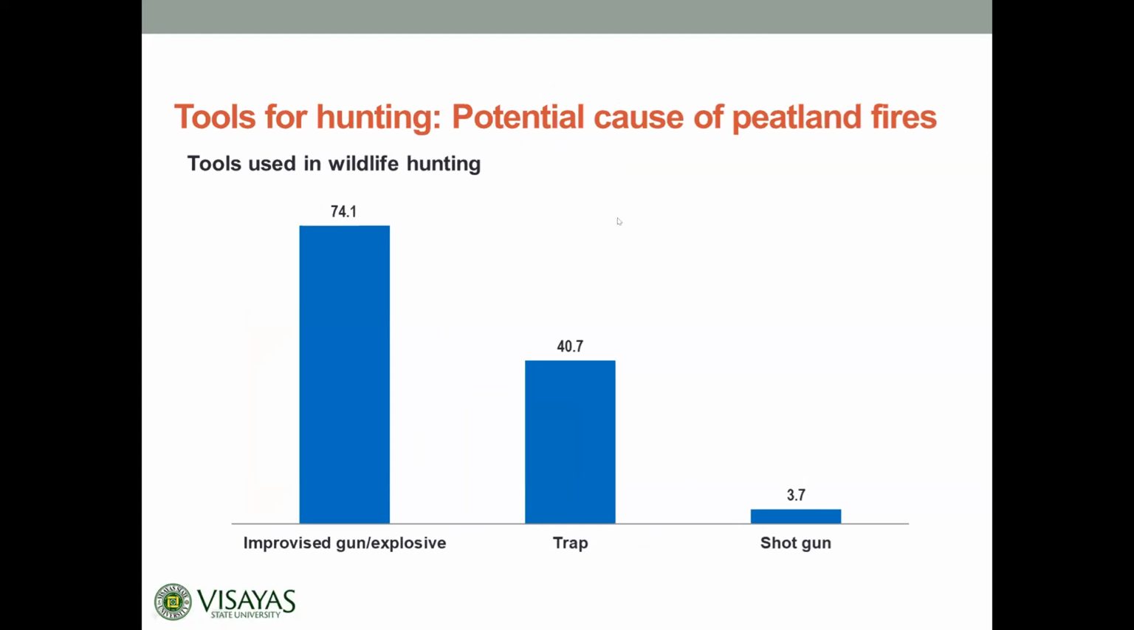And what are the tools used for hunting? This is the one that makes it a threat to peatland fire. They usually would use improvised guns or improvised explosives. And once the animal eats the bait with an improvised explosive in it, it explodes, and it does not just kill the animal. It can also be a point to start a fire.